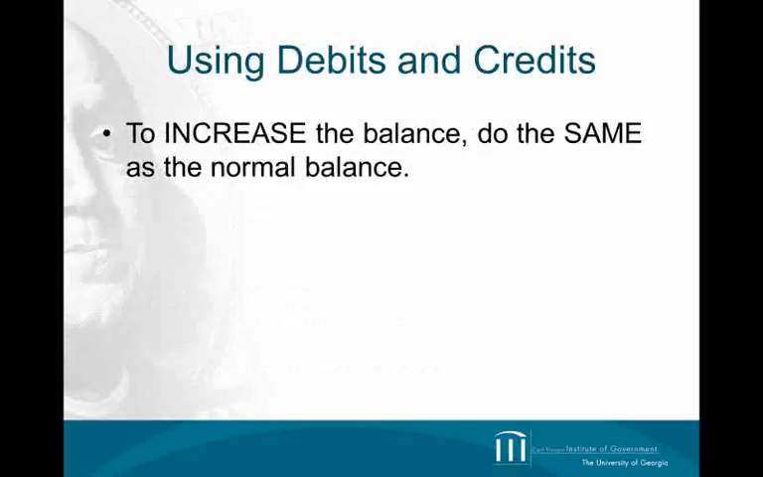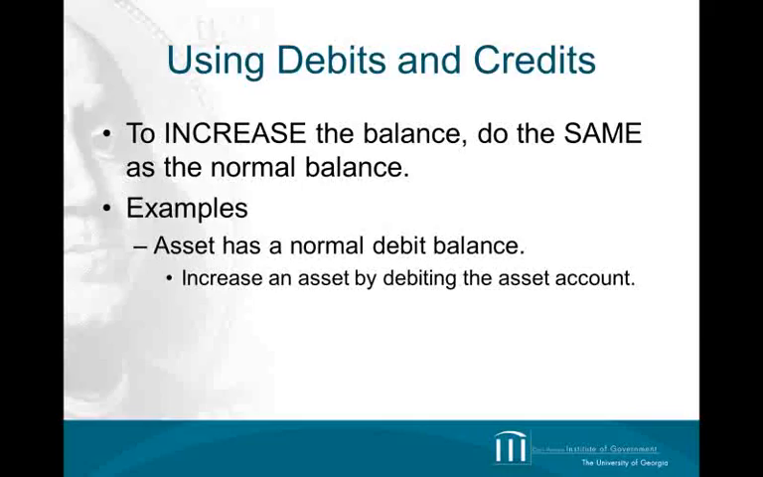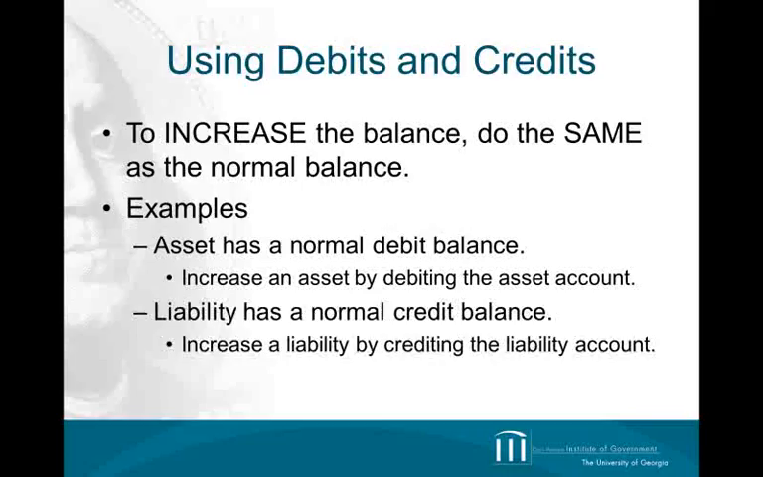When deciding whether to debit or credit an account, you should first use the following rule. To increase the balance, do the same as the normal balance. For example, an asset has a normal debit balance. To increase an asset, debit the asset account. A liability has a normal credit balance. To increase a liability, credit the liability account.